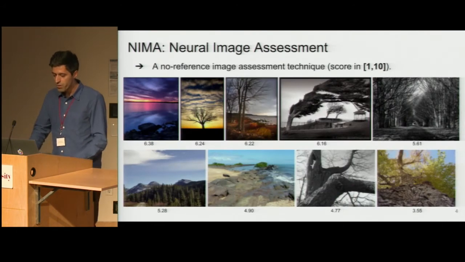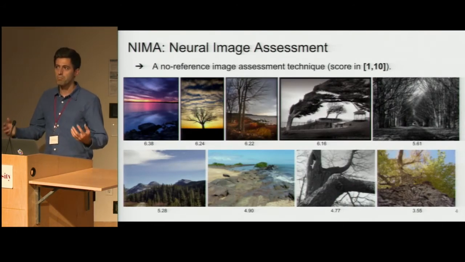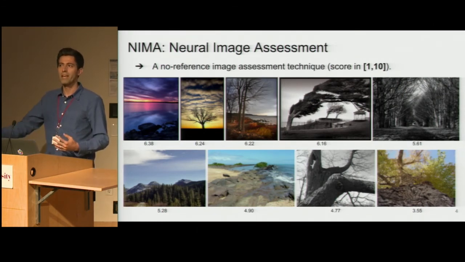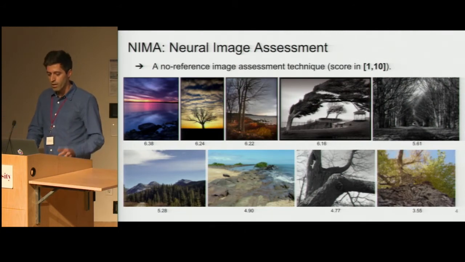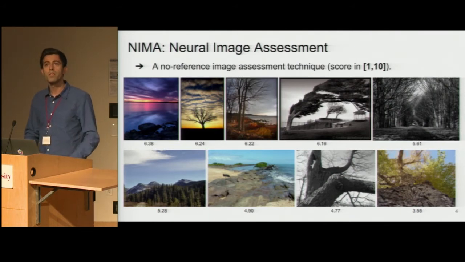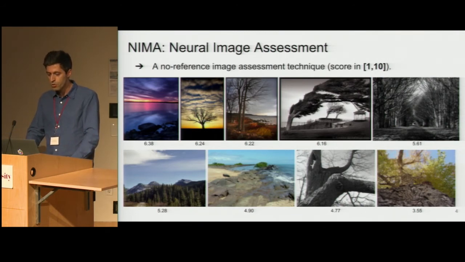NIMA is a no-reference image assessment technique. Basically, you pass an image into the NIMA model, and it gives you a score from 1 to 10, 10 being the highest quality, 1 being the lowest quality. You see some images that are ranked based on NIMA's score from top left to bottom right. These are some landscape images. So the model tends to assign higher scores to images that are more pleasing to human raters.